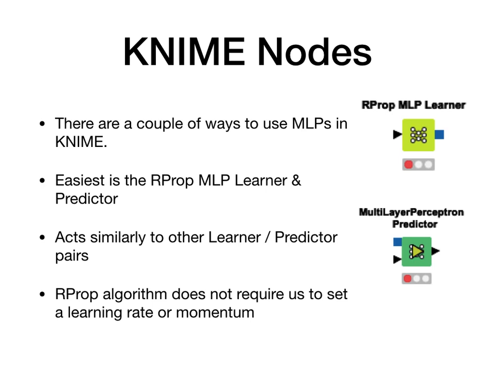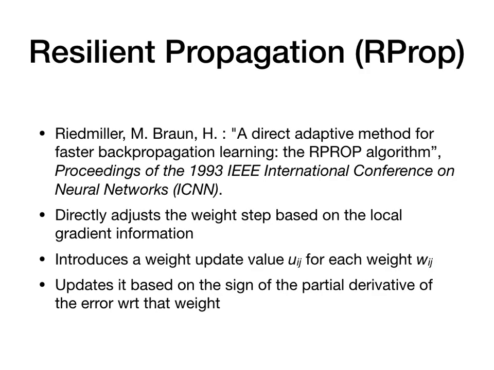There's a really nice aspect about RProp in that it doesn't require us to set a learning rate or a momentum, so it's much easier to set up the neural network. Just a little bit on RProp, or resilient propagation. There's a really nice paper from 1993 that you can find on the internet, and it goes into how RProp works.